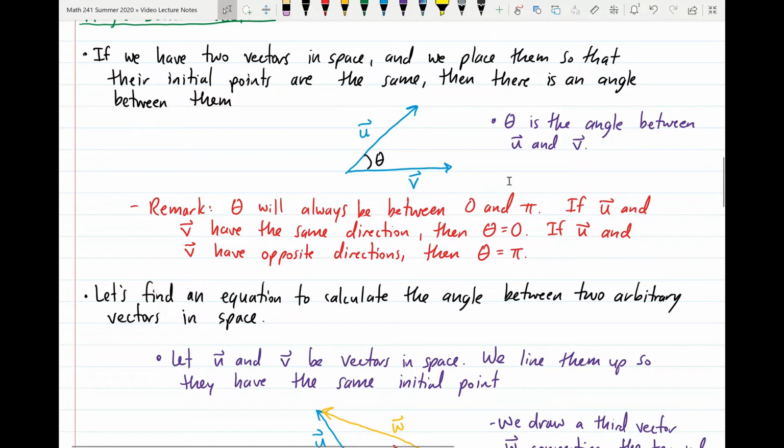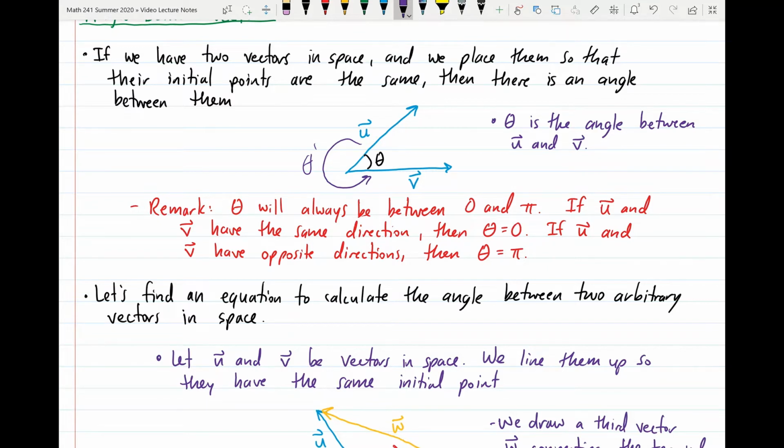What I mean by that is that technically, when we have our vectors in this plane here, we could say that there's an angle between the vectors that goes around this way. Let's call that like theta prime or something. But theta prime is never going to be the angle we're talking about. We're always talking about the angle between the vectors that is between 0 and pi.